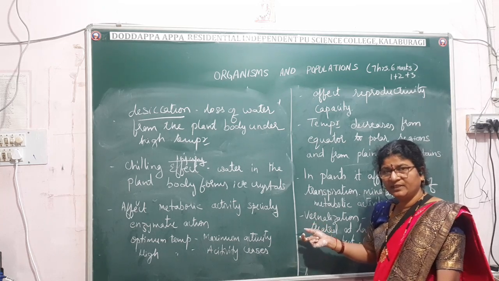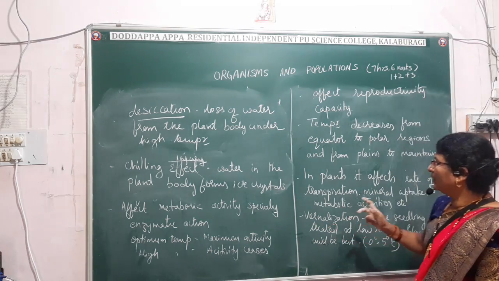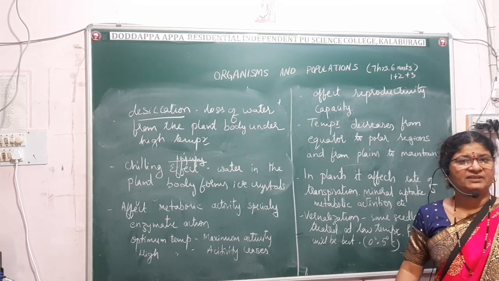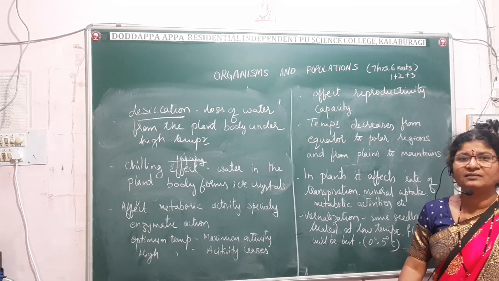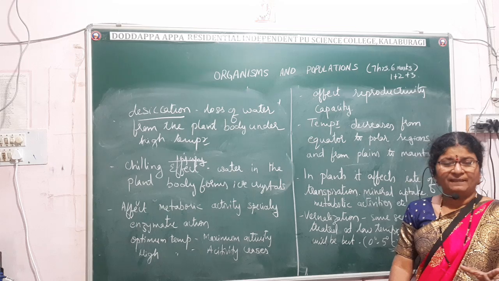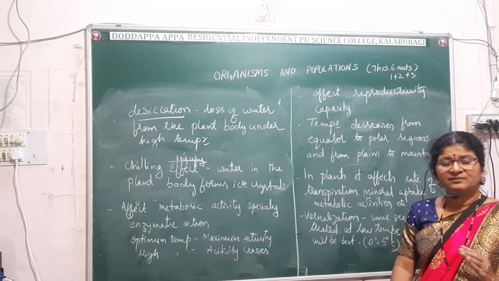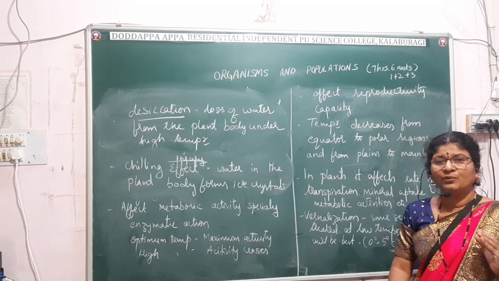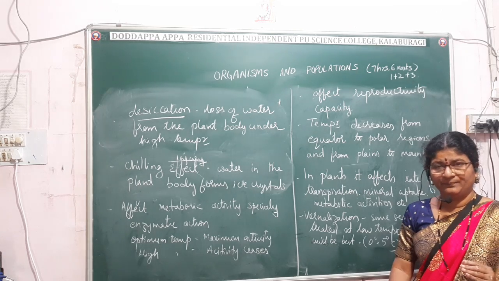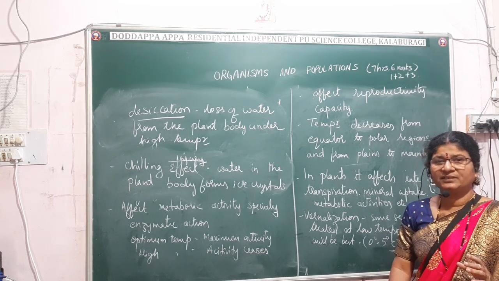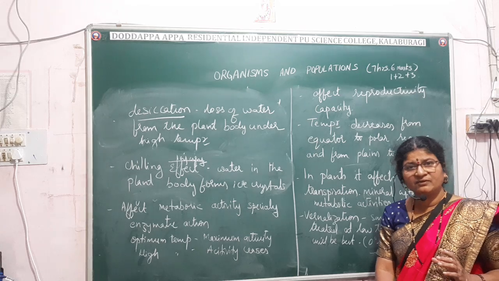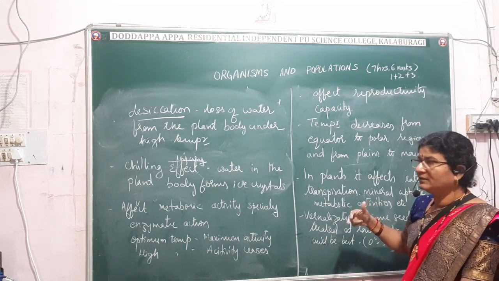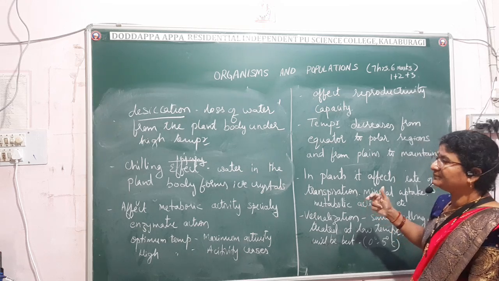One example we gave. Mainly in plants, the rate of transpiration is very affected, which you have studied in your PUC first year. What is transpiration? It is the loss of water in the form of water vapor from the plant body. So when the temperature increases, the rate of transpiration will be more, and the plant will get affected. Fine. So remember this.